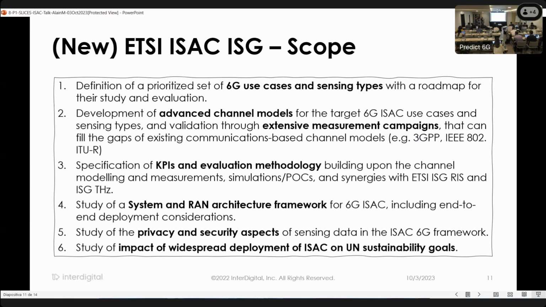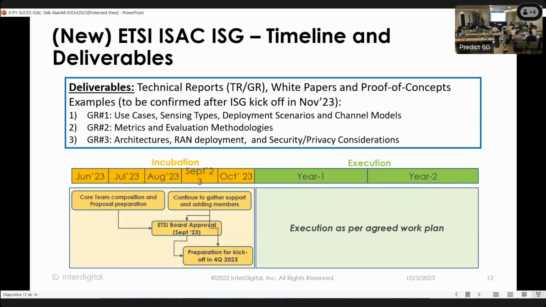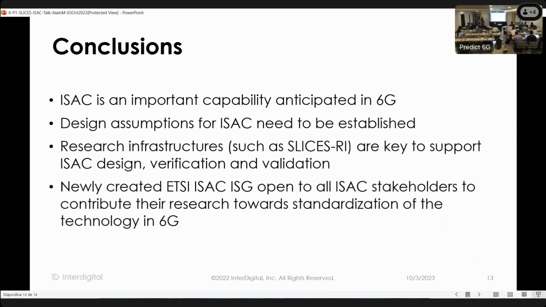They require extensive experimental infrastructure to do these kinds of measurement campaigns. So we address evaluation methodologies and system architecture, but we also touch upon the privacy and security aspects. As I said at the start, yes, it is a bit scary. So we need to look at these privacy and security aspects, but there also may be an impact on energy efficiency and sustainability goals. So that is also part of the scope of this ISG. I think I've already touched on that one. This is just a snapshot of the timeline and the deliverables for that ISG.